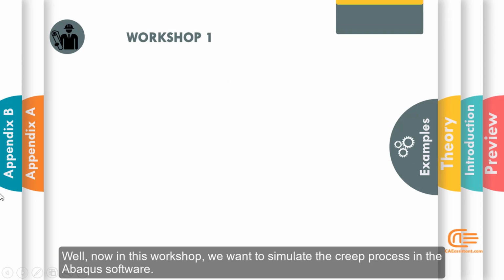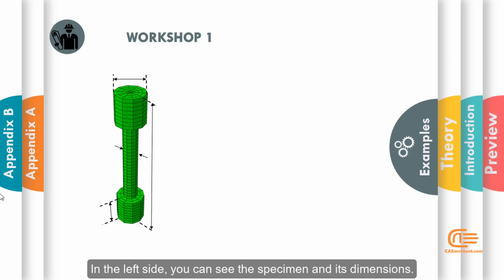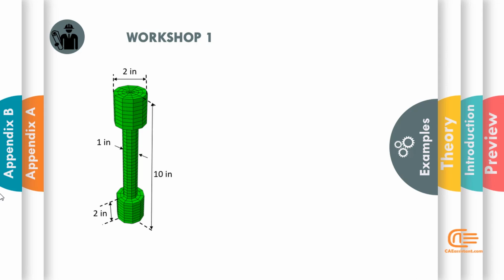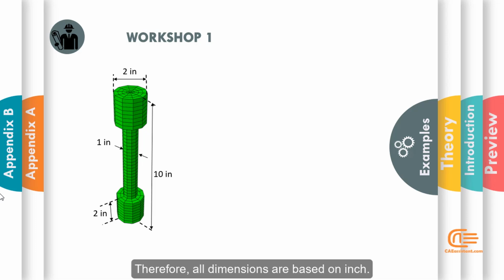Well, now in this workshop we want to simulate the creep process in the Abaqus software. To do this, let me finish explaining the procedure of the simulation. First, we need to create our part in the part module. On the left side, you can see the specimen and its dimensions. Please note that, as we mentioned earlier, we use the US system to avoid computational errors. Therefore, all dimensions are based on inch.